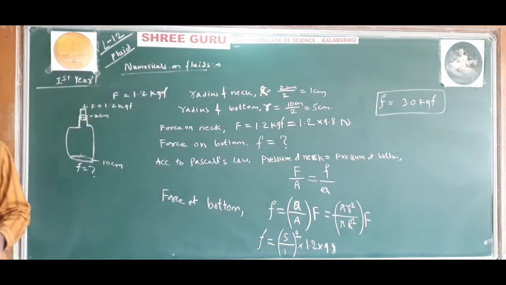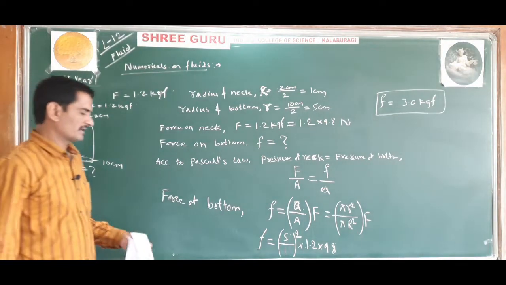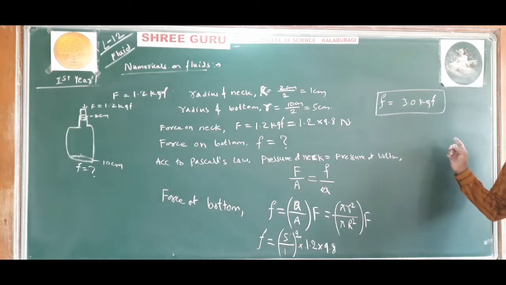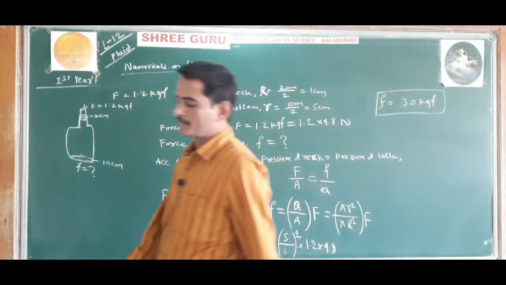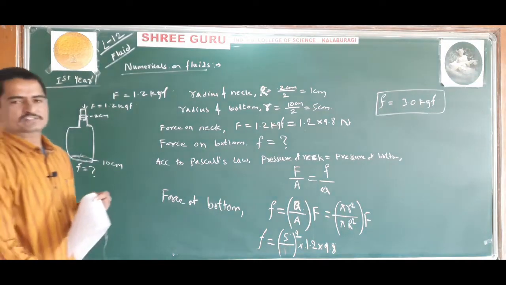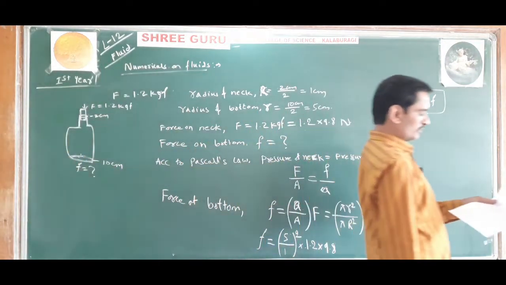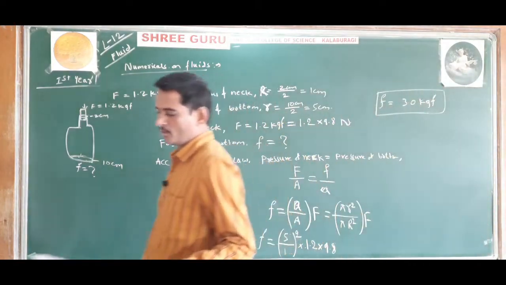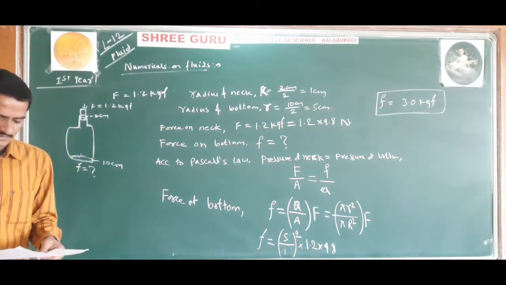Understood? So this is how we have to solve the numerical. Try to understand the numerical. Both the numericals are on the same concept. That is, just now we have solved the first numerical and second numerical. Both these are on the same concept. Next, write a homework.